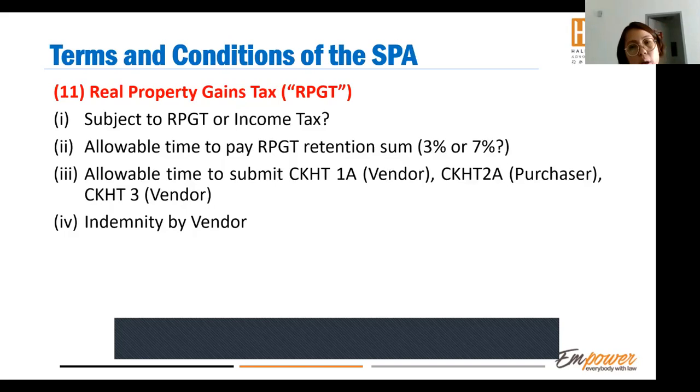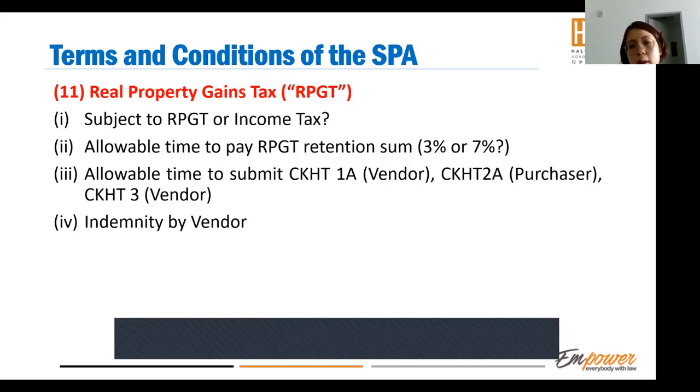In this RPGT clause as well, it will always come together with the indemnity by the vendor. Because the retention sum is not always sufficient for the vendor to discharge their obligation to pay the real property gains tax. If the vendor really makes a very big profit or very high gains, the retention sum might not be enough to cover the actual tax to be paid.